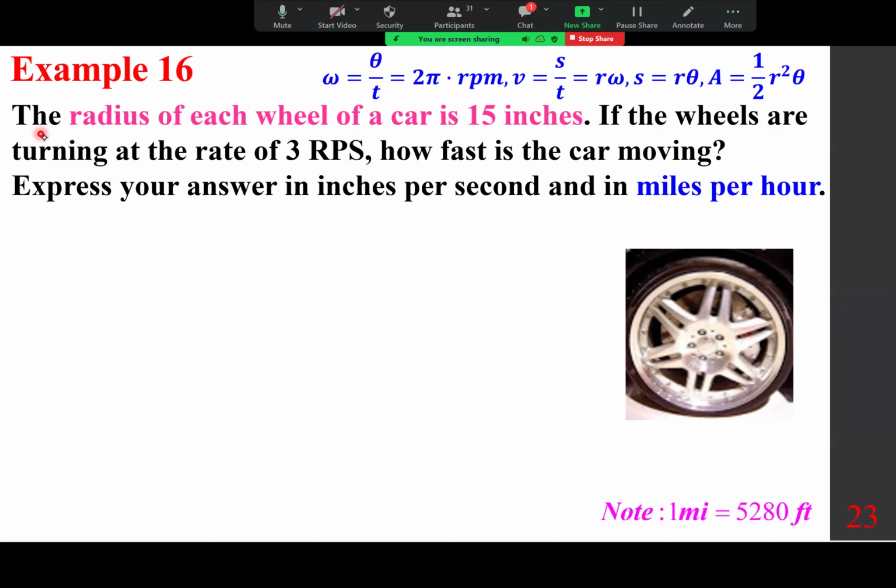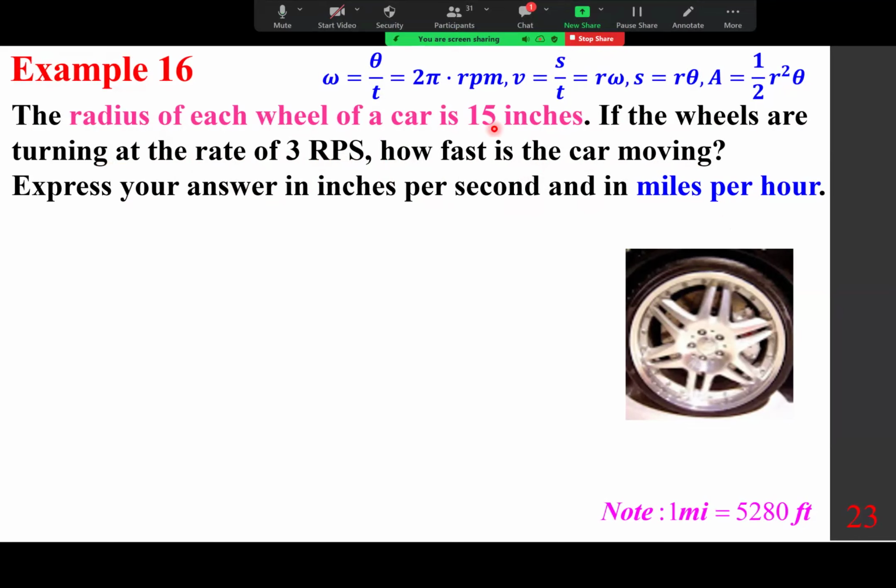Please read this one, somebody. The radius of each wheel of a car is 15 inches. If the wheels are turning at the rate of 3 RPS, how fast is the car moving? Express your answer in inches per second and in miles per hour. Thanks.